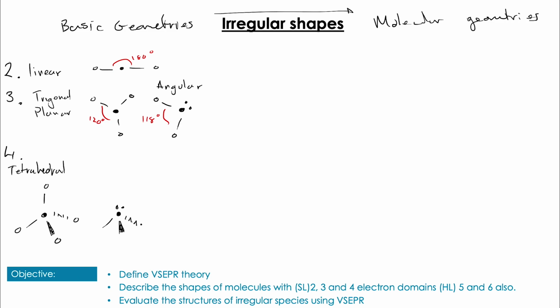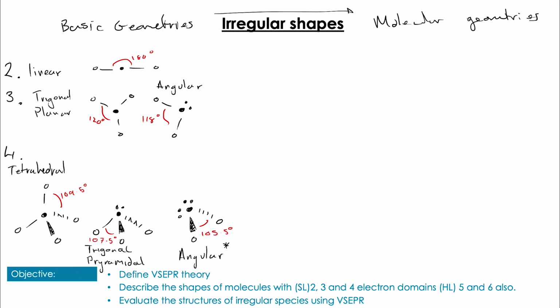Now, if we add 1 lone pair, then we end up with a trigonal pyramidal shape. And if we had two lone pairs, then we end up with another type of angular shape, although the angle will be slightly different than the angular from trigonal planar. The trigonal pyramidal structure will have angles of 107.5 and the angular structure will have angles of 105.5, and they are both reduced from the 109.5 that we would expect from the normal tetrahedral structure due to the extra lone pair repulsion.